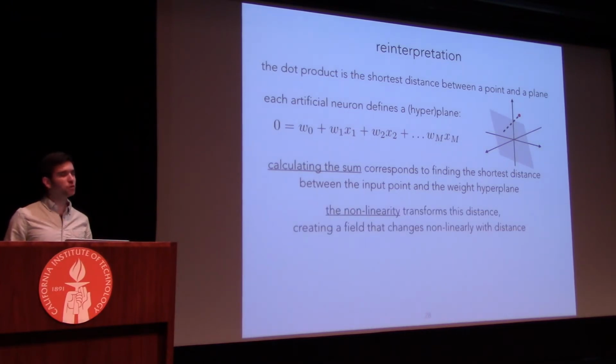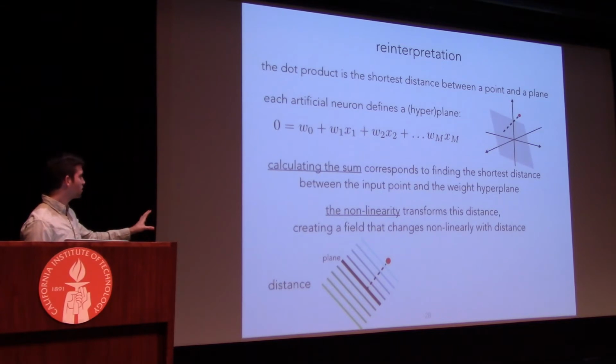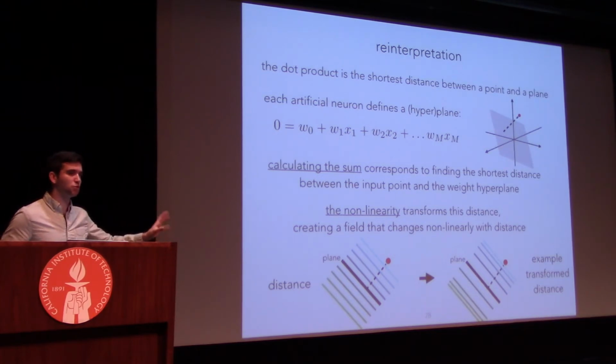And so that's what calculating the sum corresponds to. And now what we do with the nonlinearity is we're actually transforming this distance measure. And this effectively creates a field that changes nonlinearly with the distance from that plane. So if we think of the distance as being represented by this diagram down here, then we find this distance here, we calculate out what that distance is, and then we apply the nonlinearity, which effectively scales that distance in some way. And this is one example of how you could think of transforming the distance.